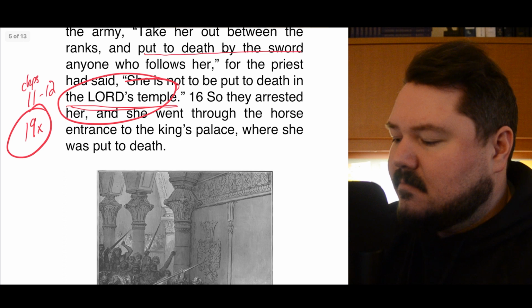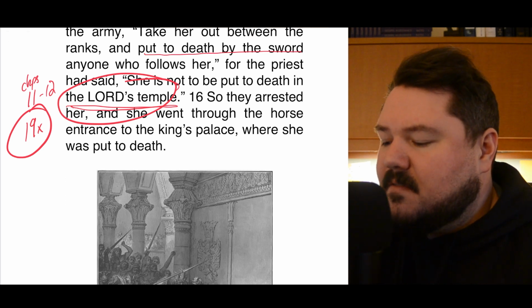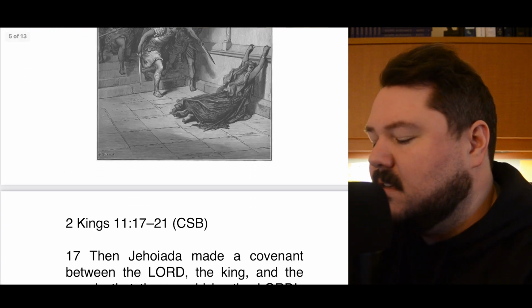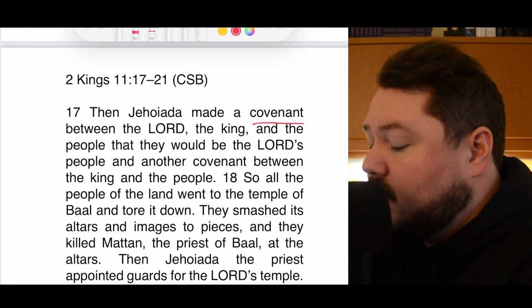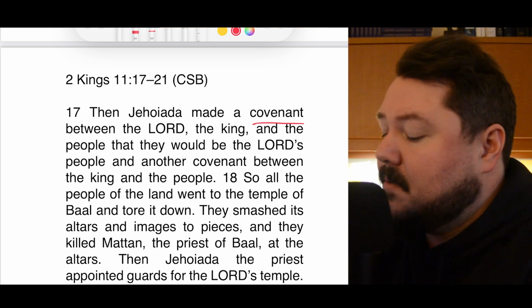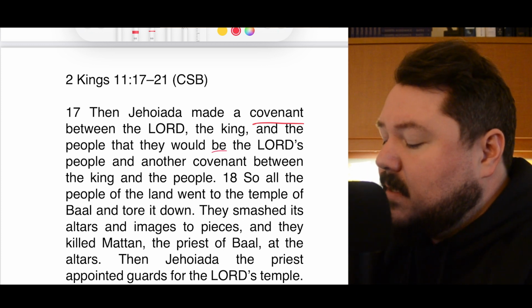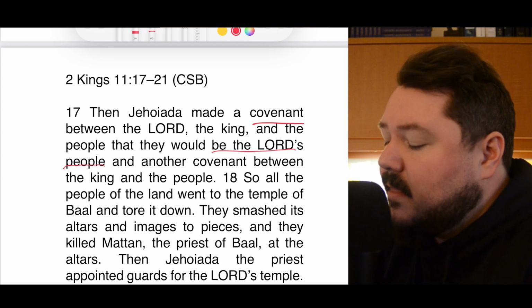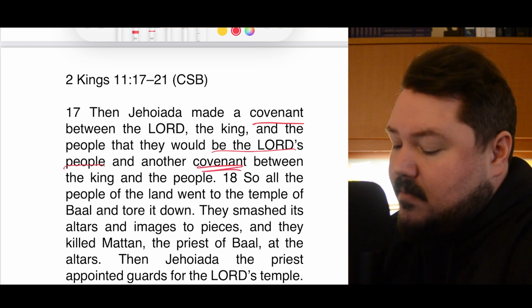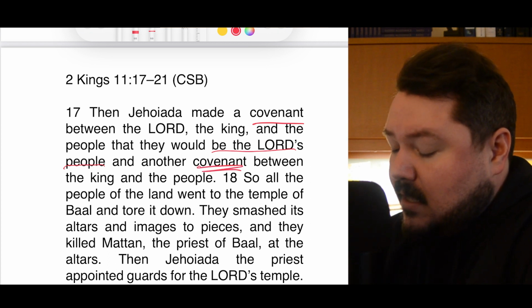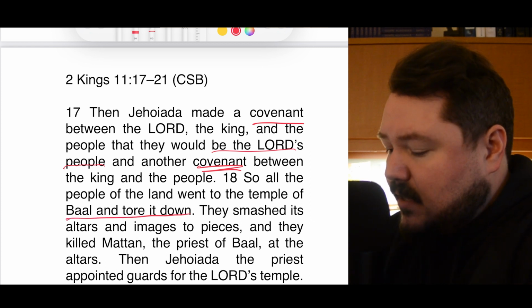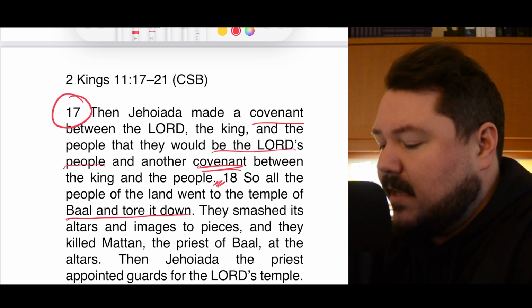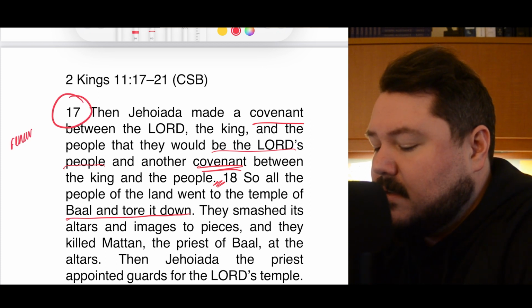There's something there, right? And that they would give this specific instruction for her not to be killed in the temple. Seems pretty interesting. Then Jehoiada made a covenant between the Lord, the king, and the people, that they would be the Lord's people, and another covenant between the king and the people. So all the people of the land went to the temple of Baal and tore it down. So this verse, making a covenant, they're kind of renewing.